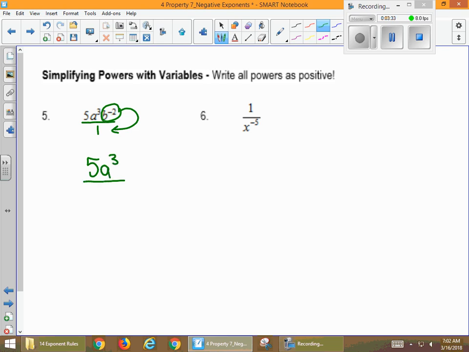5e to the third stays on top. B squared goes on the bottom. And that's your final answer. Everything's positive. We only have 1 of each base. So you're done.